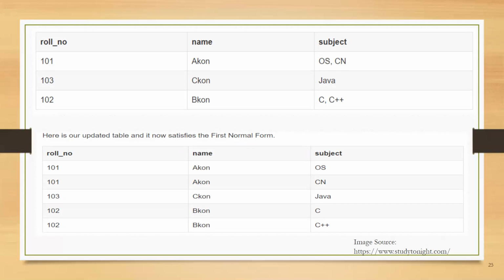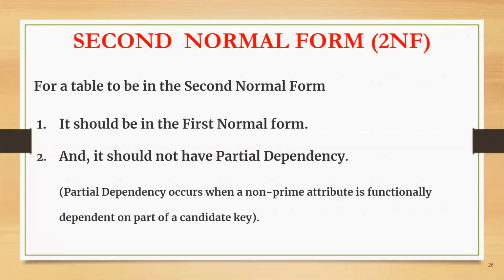So let's go to the second normal form. For a table to be in the second normal form, it should fulfill two conditions. First, it should be in the first normal form. And second, it should not have partial dependency. Partial dependency means that a non-prime attribute is functionally dependent on a part of a candidate key.